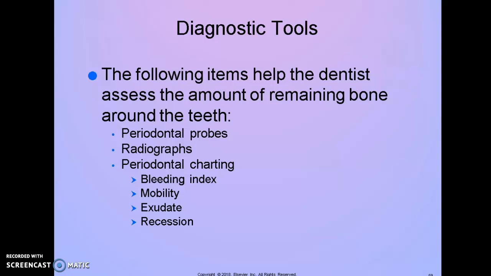So we're using those periodontal probes, 6 measurements around the teeth. We're going to be using the radiographs, the periapicals, and the bite wings. We're also going to be looking at what those probes are gathering data on as far as the bleeding index, the mobility of the teeth, any exudate or pus that's present upon probing, and also the recession that is present.